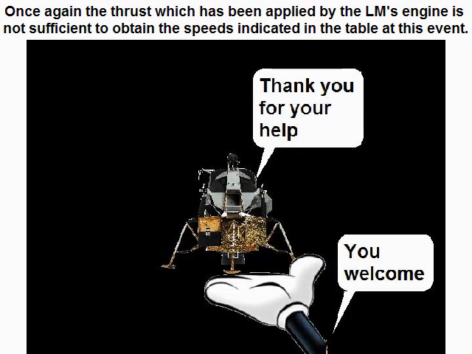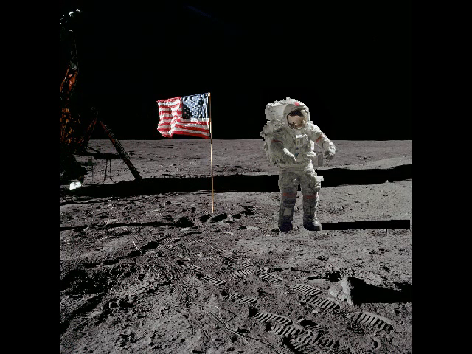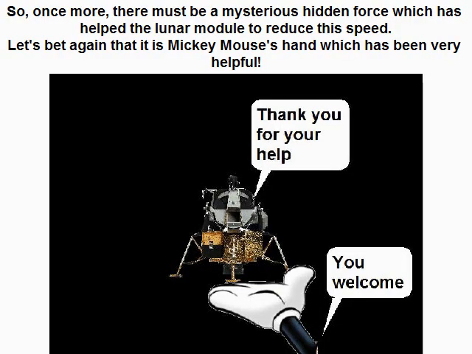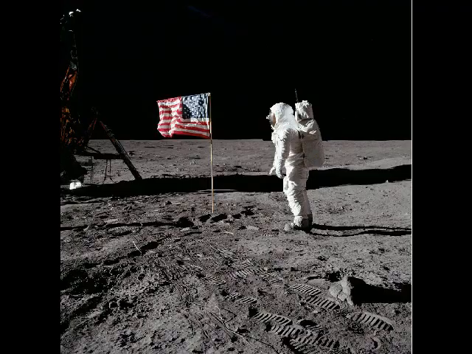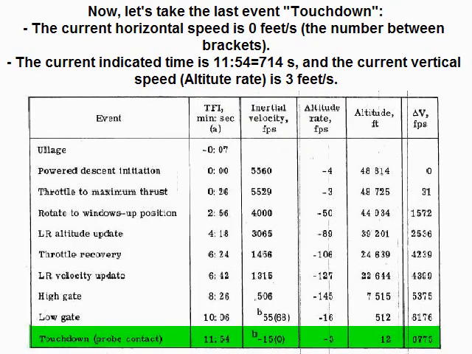Once again, the thrust applied by the LM's engine is not sufficient to obtain the speeds indicated in the table at this event. So once more there must be a mysterious hidden force which has helped the lunar module to reduce this speed. Let's bet again that it is Mickey Mouse's hand which has been very helpful. Now, let's take the last event, touchdown.